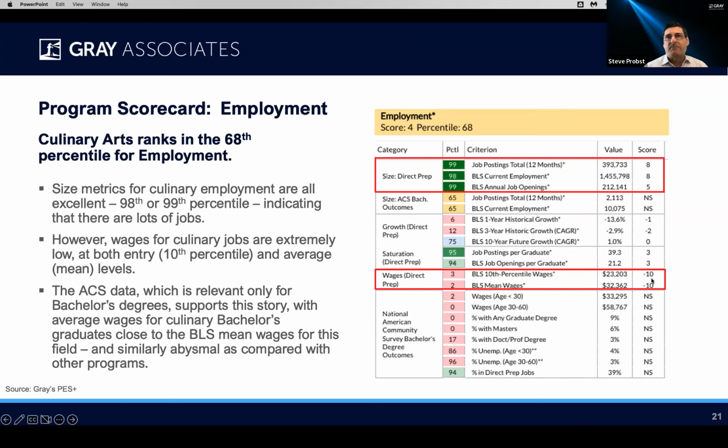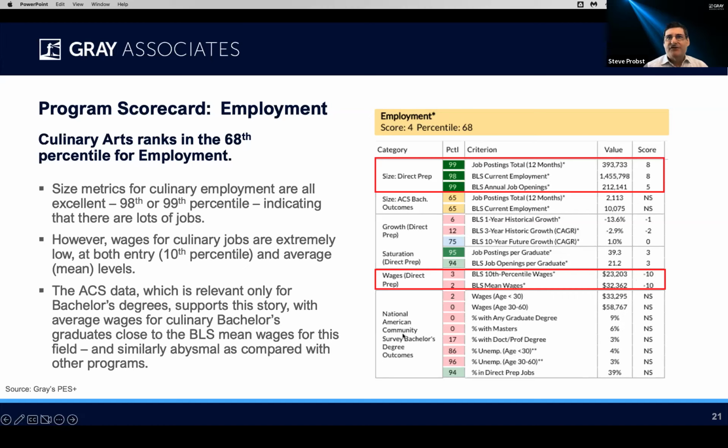So our scoring rubric penalizes it heavily for very low wages. So this is a tough one when you're thinking about it. It's high demand, but demand is shrinking, and the wages are terrible. So what do you do?